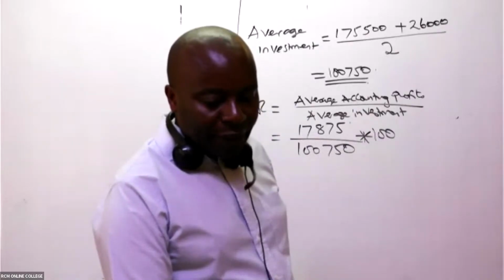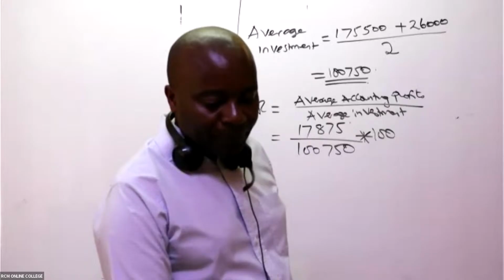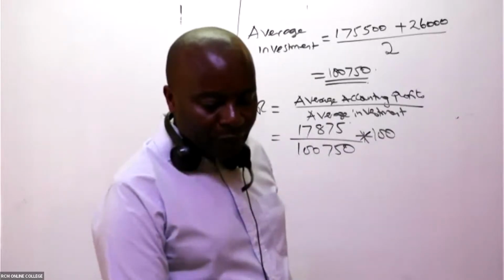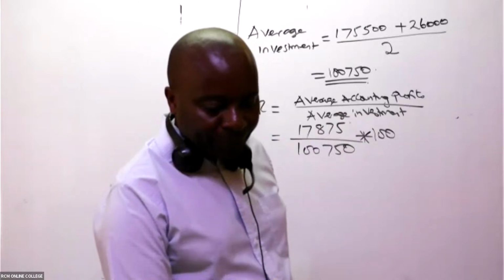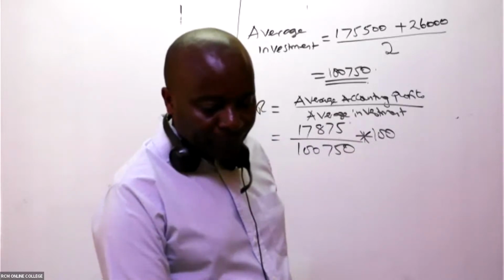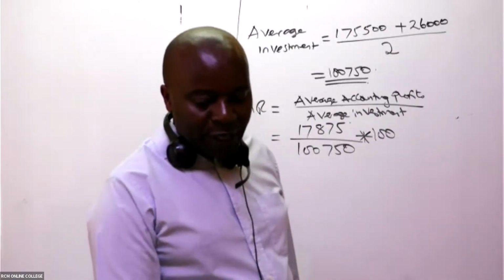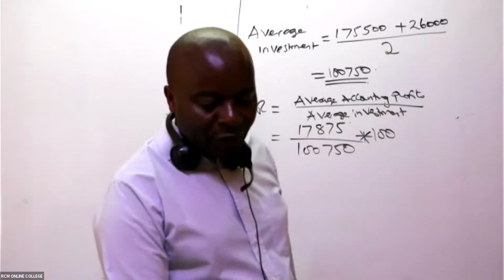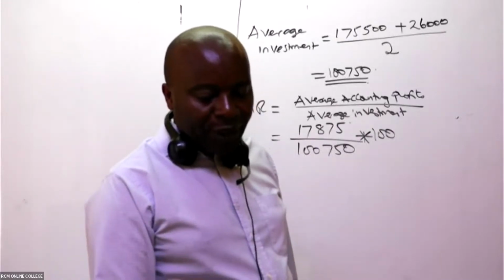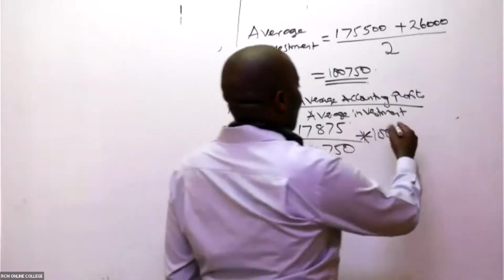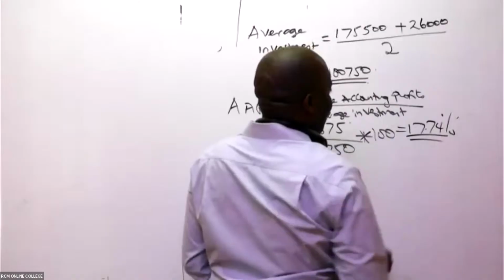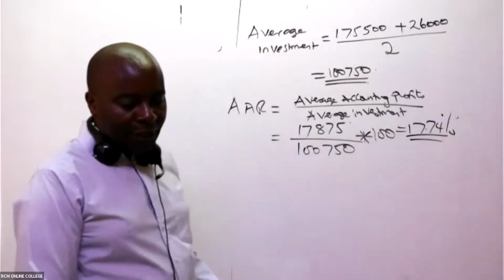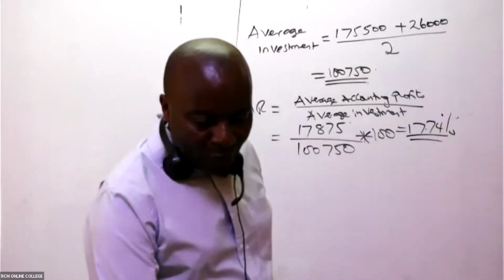What figure are we getting there? 17.74. So they're getting here 17.74%. How are the marks awarded?